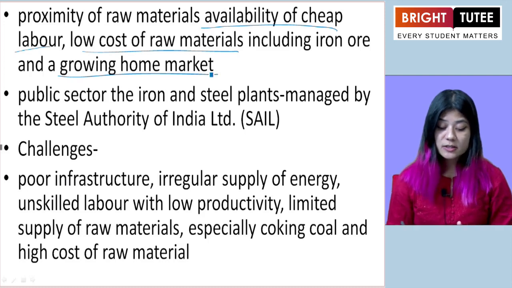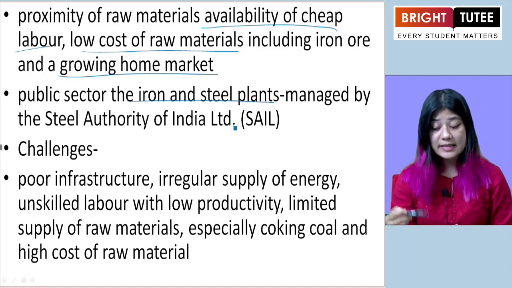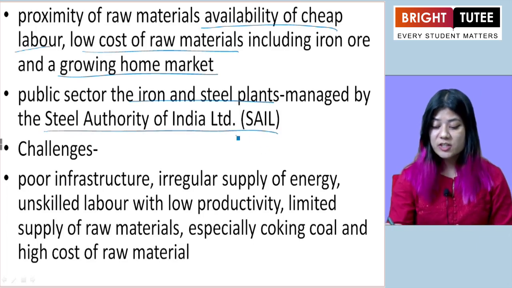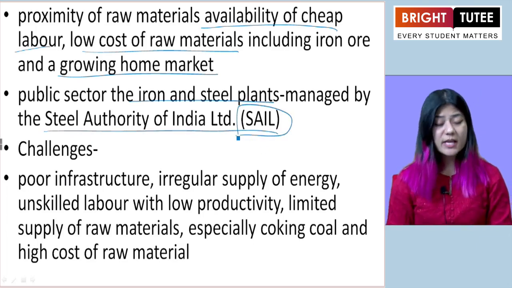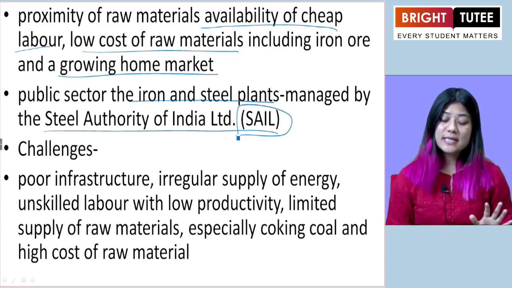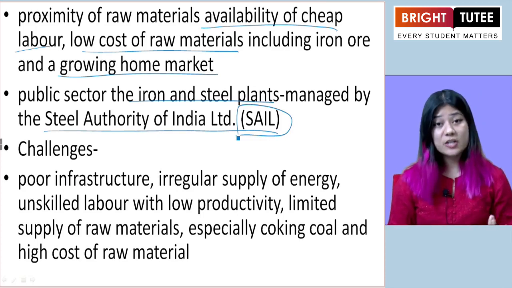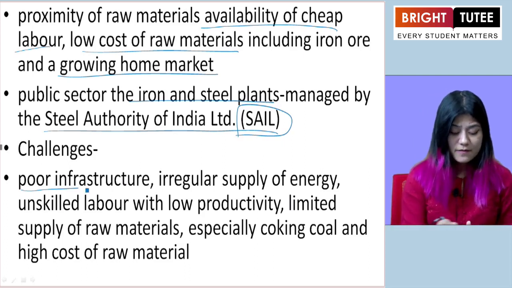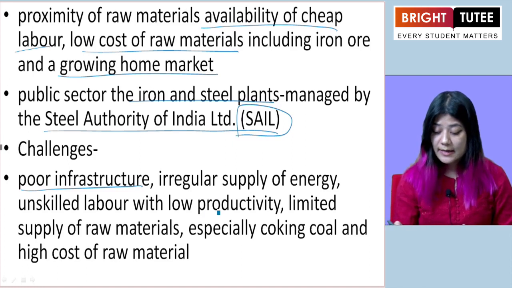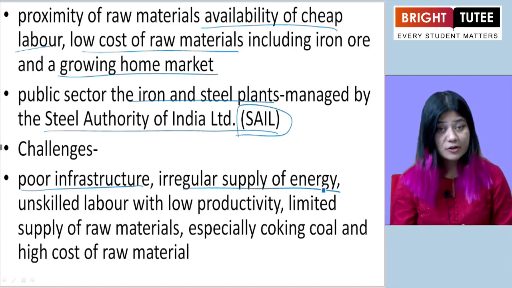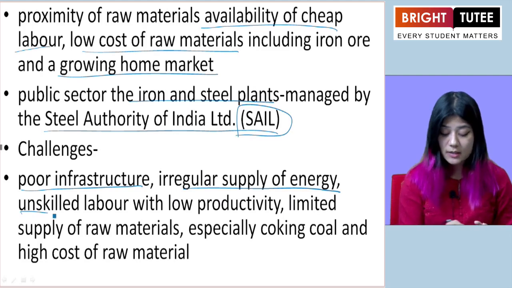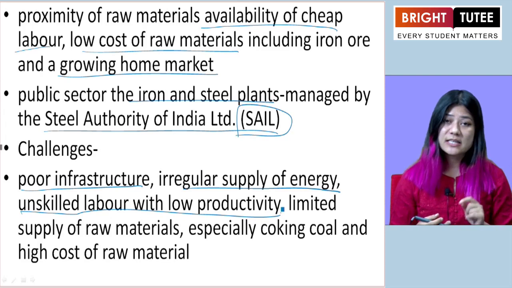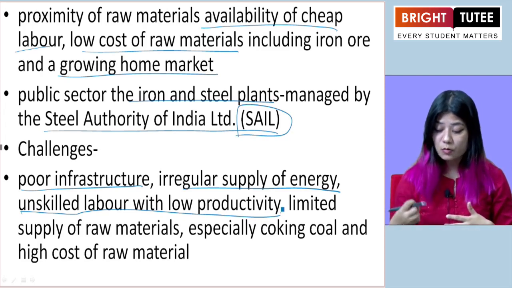Now, the public sector iron and steel plants are managed by the Steel Authority of India Limited, which in short is called SAIL. Now, the iron and steel industry also has many challenges, many problems. It faces many problems. And what are they? The infrastructure is poor. It has irregular supply of energy, power. The laborers are unskilled with low productivity. If the laborers are not skilled, then the productivity decreases.